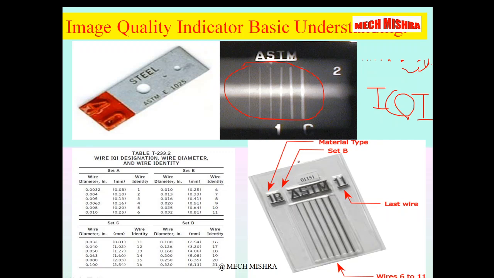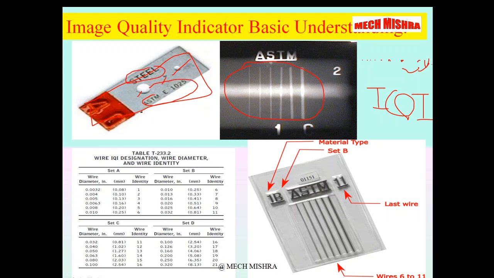What are the types of IQI? Initially, in past days, we were using this hole type IQI. In the previous era we were using this hole type IQI, in which there were 3 holes. These are 4T, 1T, 2T, and here you can also see ASME E1025 and material steel.